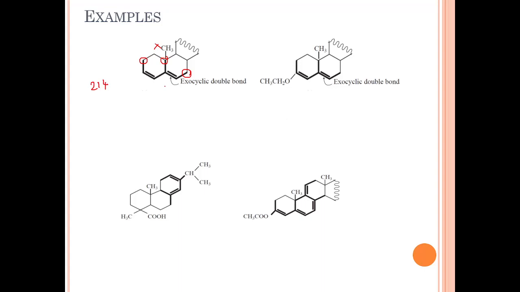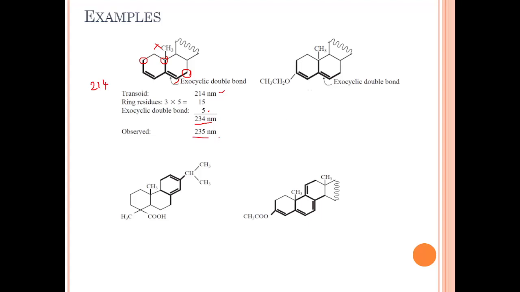So let's calculate the lambda max for our compound or example. So friends, you can see here the transoid will have 214. Three ring residues will account for 15 nanometer and one exocyclic double bond. This double bond is an exocyclic double bond. It accounts for 5 nanometer. So if we calculate, it will be 234. Experimentally, it shows a value around 235.